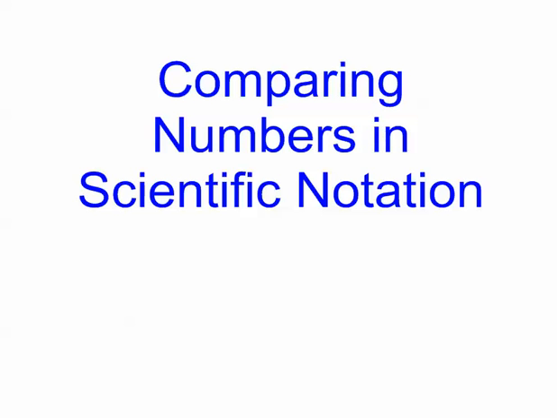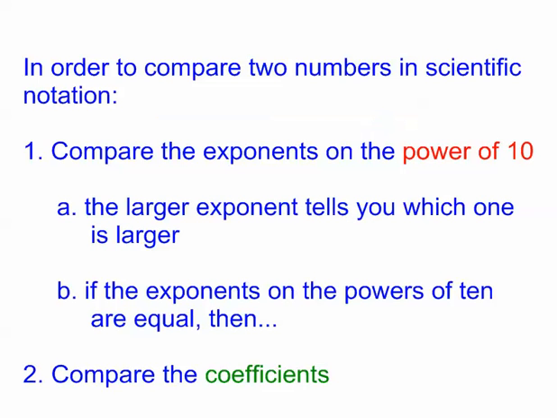Today we're going to talk about how we can compare numbers that are written in scientific notation. In order to do this comparison, we are going to start by looking at the exponents on the powers of 10 in our numbers. The larger exponent of the two will tell us which number is bigger. However, if the powers of 10 have the same exponent, then we are going to move to the coefficients of our two numbers.